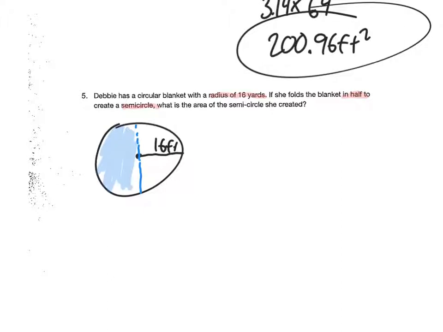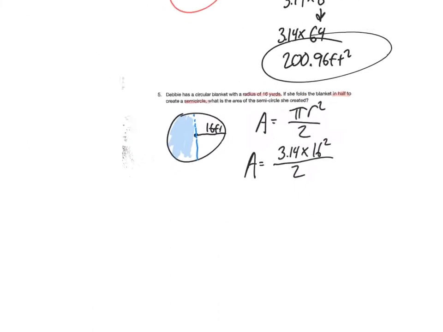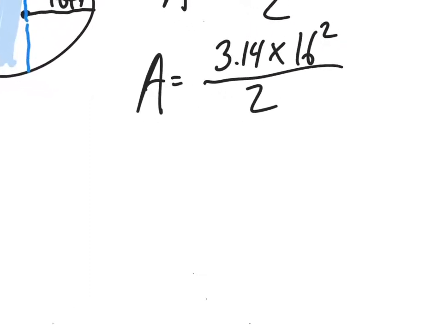So my formula for area of a circle is A equals pi r squared. And because this is a semicircle, we are going to cut our final answer by 2. So now I'm going to start plugging in what I know. Area, I know 3.14 is pi. I'm going to multiply that. They told me the radius is 16, so 16 squared. And again, I have to divide that by 2 when I'm finished. I'm going to keep going in the same direction.